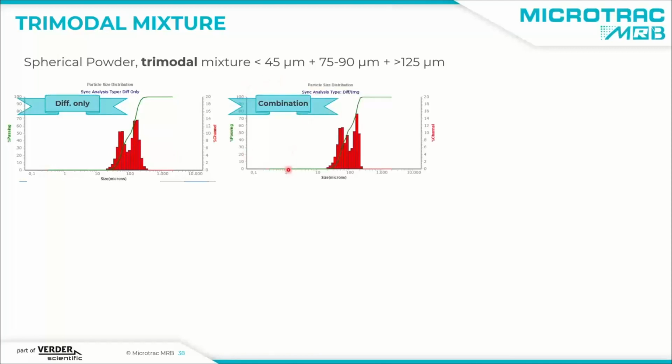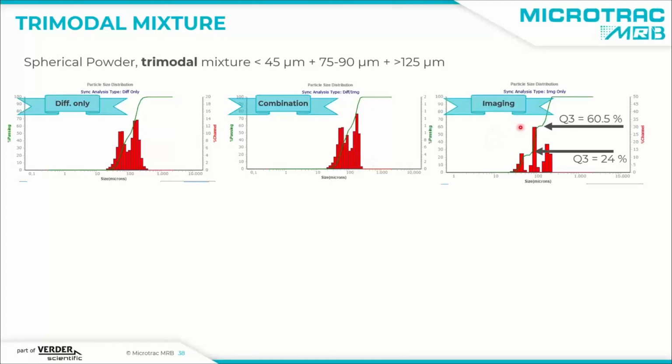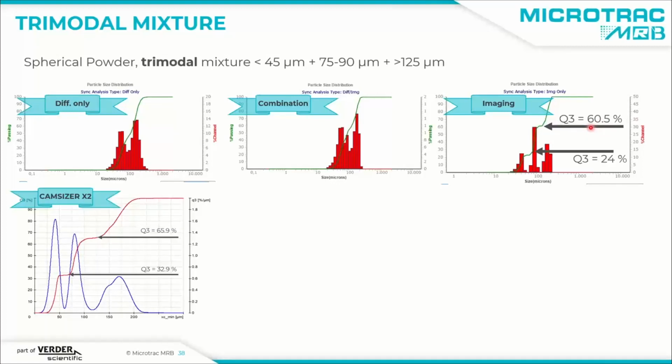When you use the combination in the Sync, combination of diffraction and imaging, there you see a little third signal coming up in between, but it's not very well separated. When you use imaging only in the Sync, you get the 3 different sizes, and they are very well separated. But the mixing ratio is close but not perfect. It should be 33, it should be 66 here, to get the right mixing ratio.